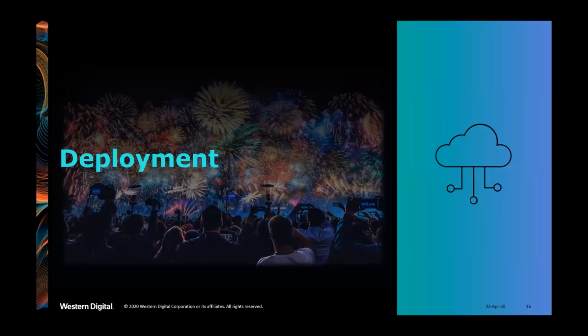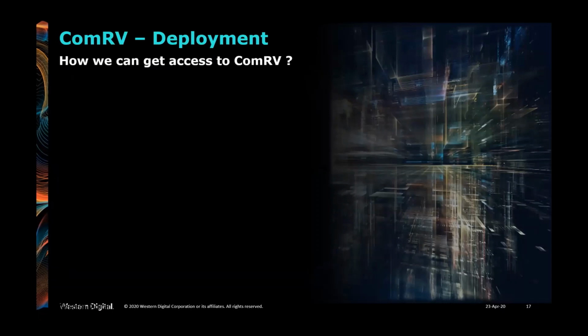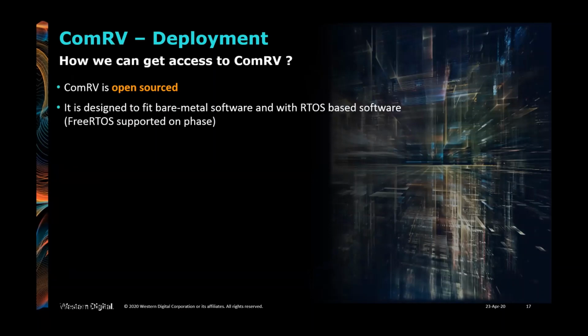Okay, so now for deployment. How can we access ComRV? Well, that's the easiest answer. It's open source. So I invite everyone to just get in touch on GitHub from RISC and Digital, and it's there and you can start using it. It's designed to fit bare metal software and RTOS-based software. Currently supporting FreeRTOS in this phase, but we can port it to different operating systems. It's not a lot of tasks. It's not so hard to just port it to others.